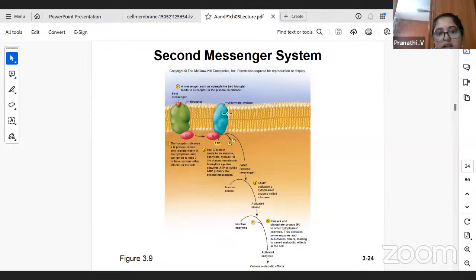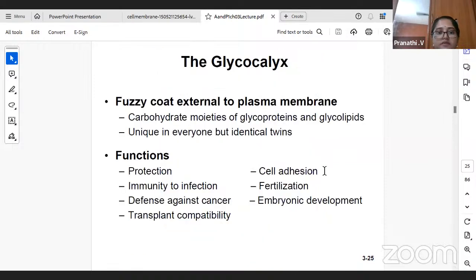First messenger, then adenylate cyclase is over here, then conversion of ATP to cAMP. Inactive kinases are present and they are going to be activated. The activated kinases activate the inactive enzymes that are already present. So then you have a different kind of metabolic effect. When it comes to the glycocalyx, it is a fuzzy coat which is external to the plasma membrane basically.